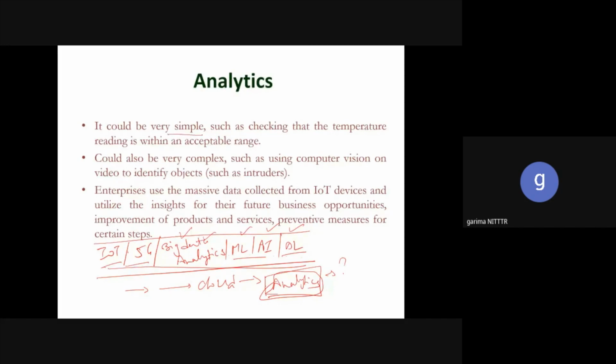So it could be very simple, like checking whether a temperature reading is within an acceptable range. One type of application would have just this information, that you are collecting the temperature reading, which should be in an acceptable range. This type of application can be implemented at your home, checking the temperature of a room or of any device. It can also be implemented in any industry or factory, because you just need this reading, and on the basis of those readings you analyze what outcome you want. So it can be a simple analysis, or it can be a complex analysis.